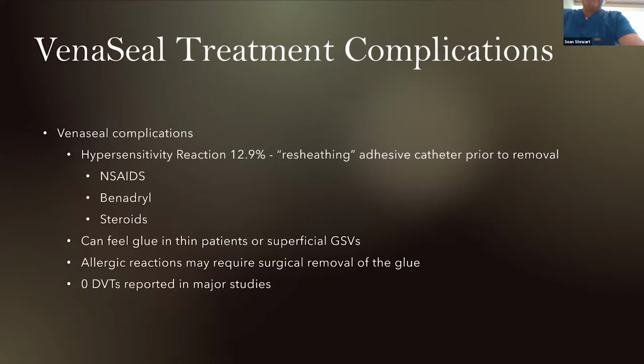In thinner patients or more superficial GSVs, if I'm using VenaSeal, I often access at the distal aspect of the gastroc, like an RF procedure, and then I still foam the distal GSV segment. Remember, if you're going to use VenaSeal, because you're using the introducer, you need about 10 centimeters of vein to safely use the VenaSeal. Lastly, if you do encounter a hypersensitivity reaction, you can treat with NSAIDs, Benadryl, and even steroids.